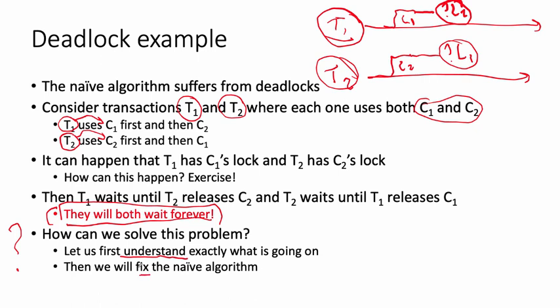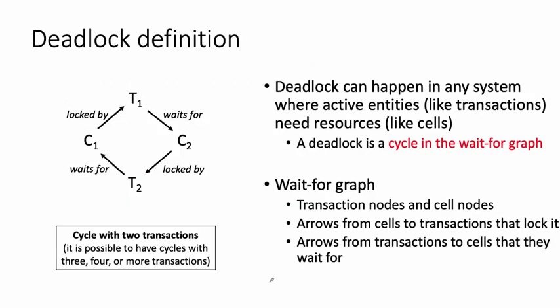This is actually a very general problem, deadlock. It can happen in any kind of system, not just transactions. There is a system with two kinds of entities. There are transactions, which are active entities, and then there are cells, which are resources. So the active entities need resources. When I take a resource, somebody else does not have the resource and has to wait. So only one active entity can use the resource at a time.